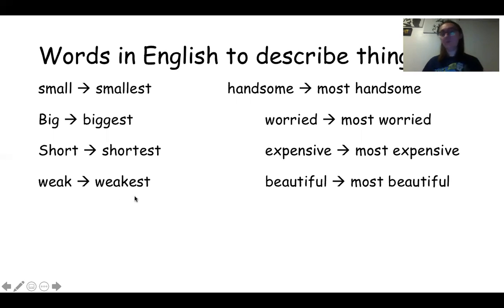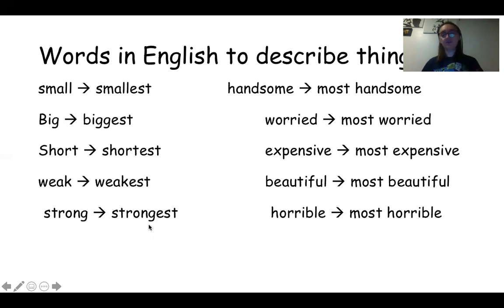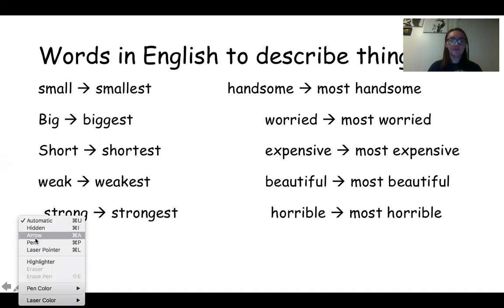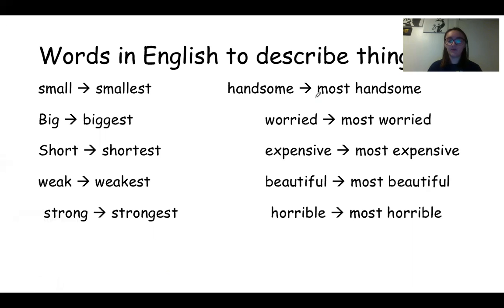Weak, you would say weakest. Beautiful is the most beautiful. Strong, you would say strongest. Horrible is the most horrible. Now, you're probably wondering, how do I know if I put the word most in front of it, right? Do I use the word most? Or do I put this little est at the end? Est, smallest, biggest, shortest, weakest, strongest. Which one do I use?